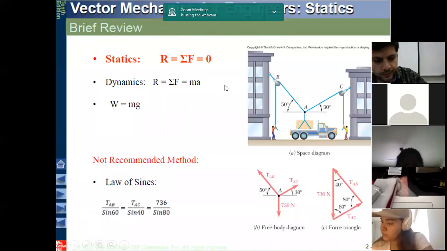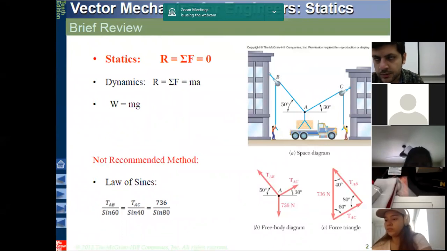Regarding free body diagrams and solving for the forces in a determinate system. So now you must know that in statics, the resultant of the forces on the object is 0, unlike dynamics where you have acceleration.